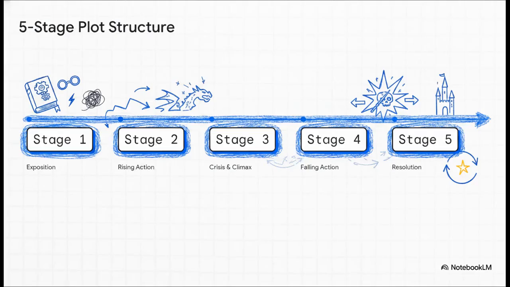All right, once you know what your character actually wants, you can build the plot through a traditional 5-stage structure: exposition, rising action, crisis and climax, falling action, and resolution. Plot is basically just a sequence of causes and effects, and conflict is the engine that drives it from stage 1 to stage 5. Think about Harry Potter for a second. The conflict in that series begins way before Voldemort even makes a physical appearance, right? It starts way back in the exposition with the Dursleys hiding Harry's magic from him. That internal, familial conflict is the spark that gets the entire massive plot moving.